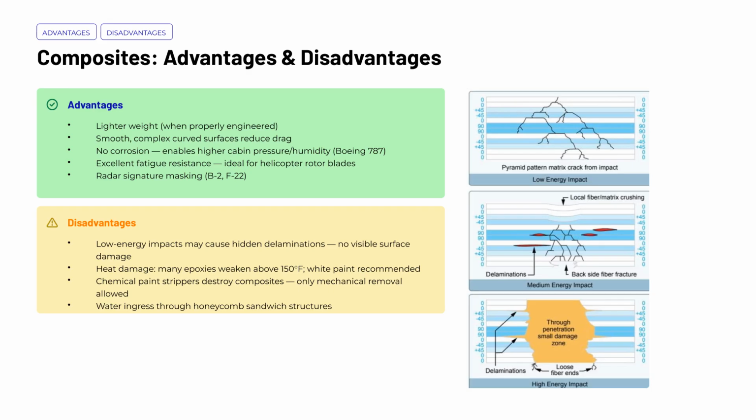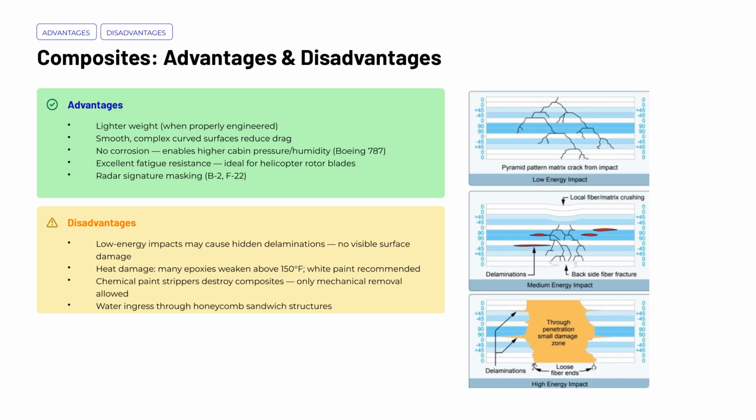Composites offer some compelling advantages that have made them increasingly dominant in modern aircraft design. First, when properly engineered, they deliver significant weight savings compared to traditional metals. Their ability to be molded into smooth, complex, curved surfaces also helps reduce aerodynamic drag. Composites don't corrode, which is a major reason Boeing was able to increase cabin pressure and humidity levels on the 787, improving passenger comfort. They also exhibit excellent fatigue resistance, making them ideal for high-cycle applications like helicopter rotor blades.